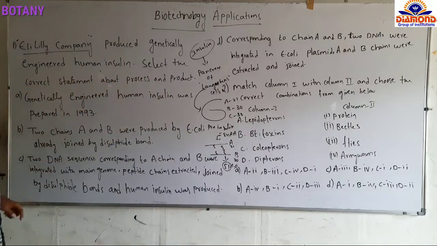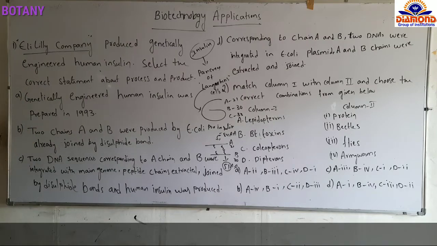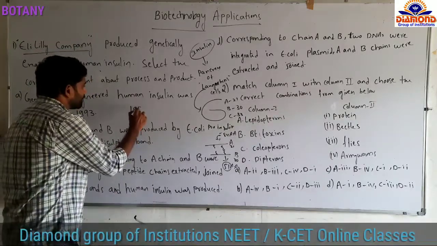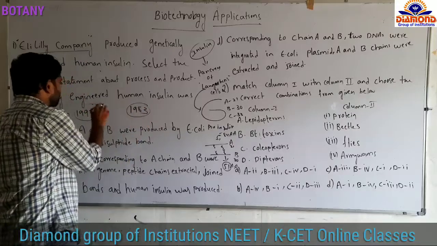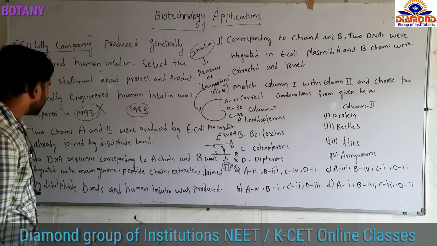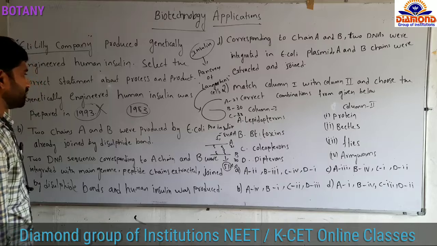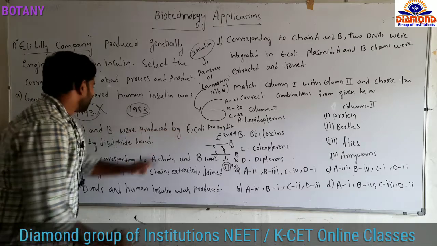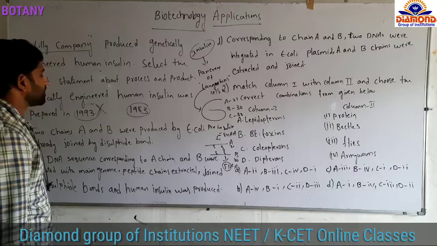Based upon that, now see the options. Option A: genetically engineered human insulin was produced in 1993. Genetically engineered human insulin was developed in the year 1983, not in 1993. And option B: two chains A and B were produced by E. coli already joined by disulfide bonds.